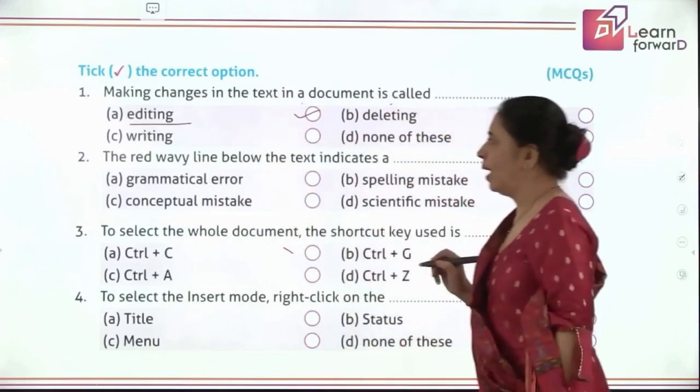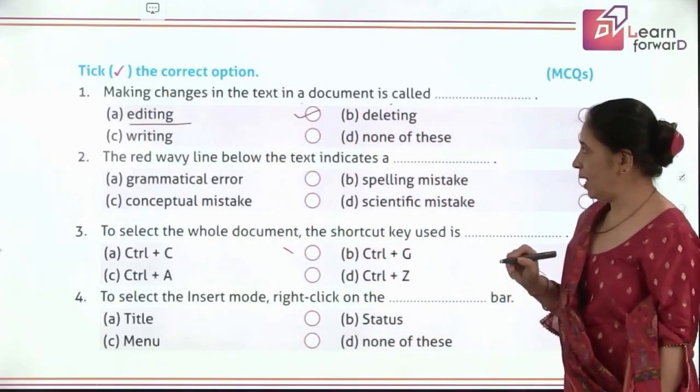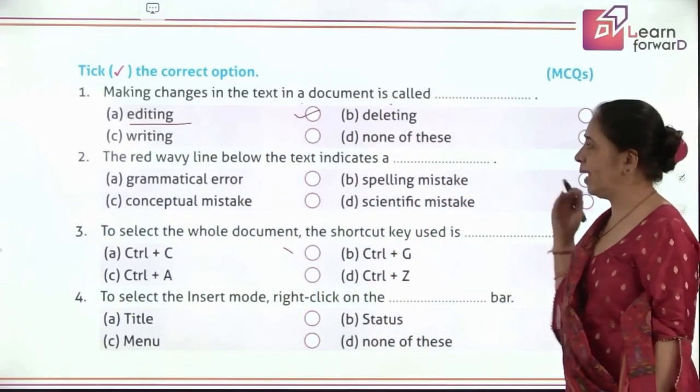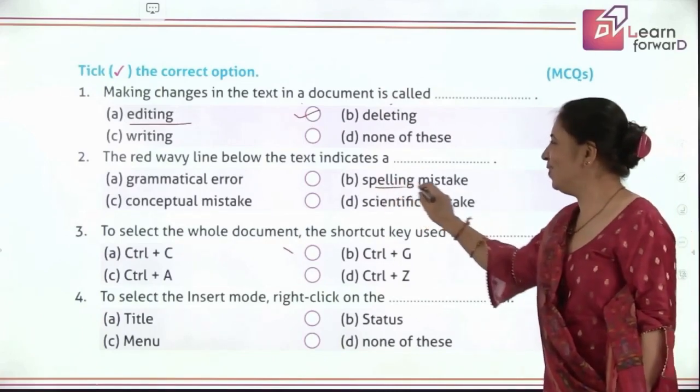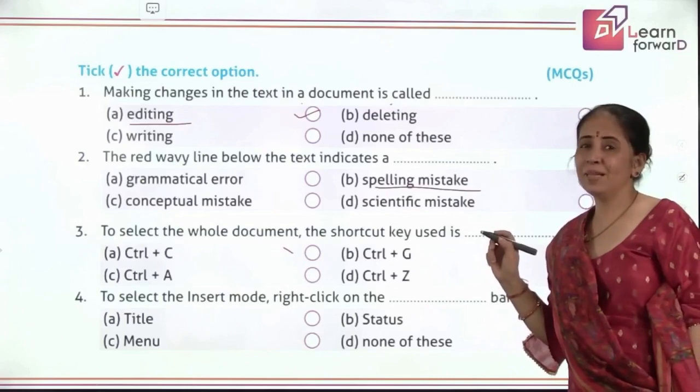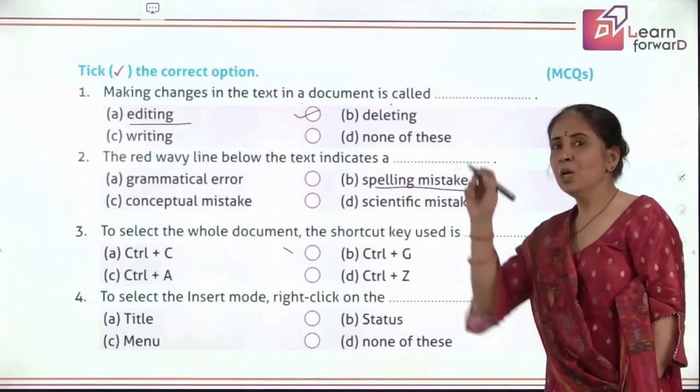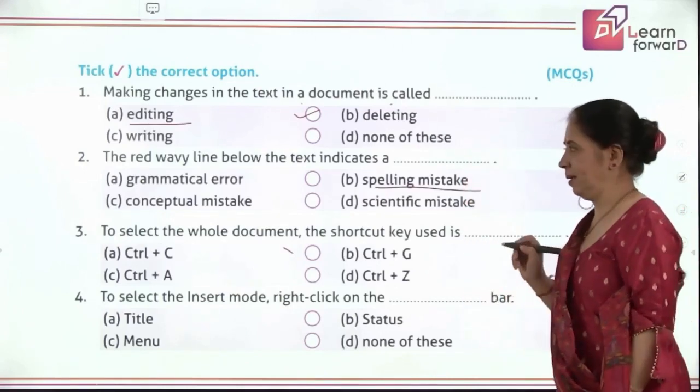Okay. And the red wavy line below the text. What is the red wavy line for? Good, good, good. That is a spelling mistake. There exists some spelling mistake. So you could see the red wavy line there.